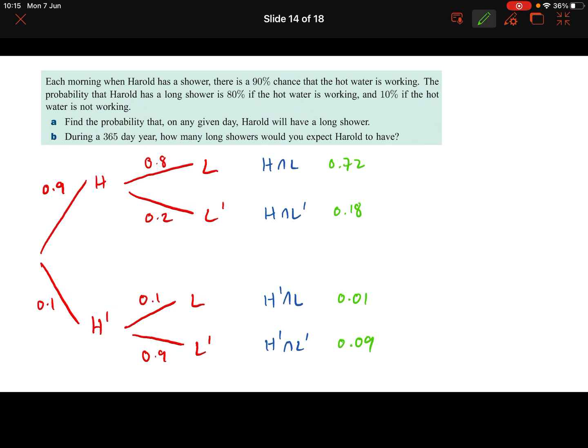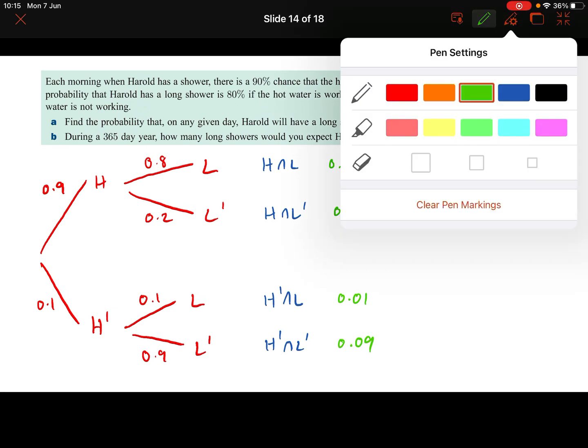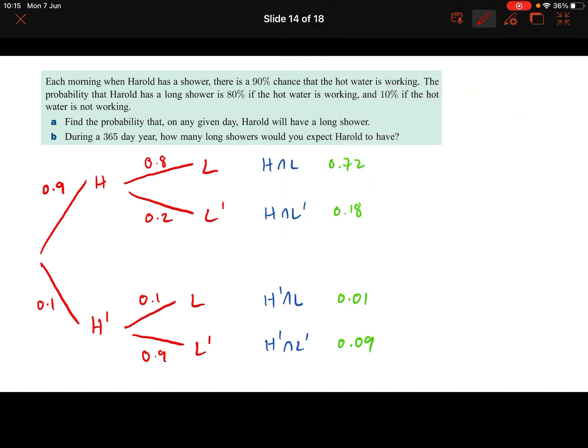So find the probability that on any given day, Harold will have a long shower. So what is the probability, this is part A, the probability of a long shower is anything where he actually has a long shower. So he has a long shower here, and he has a long shower here. So it's this or it's this. So the answer is 0.73. Changing it back to percentages now, it's 73% chance of having a long shower.